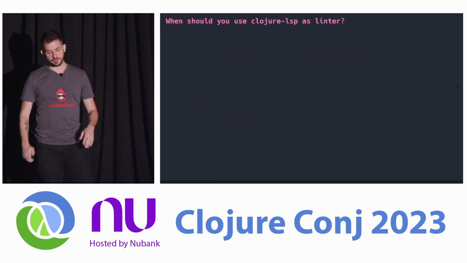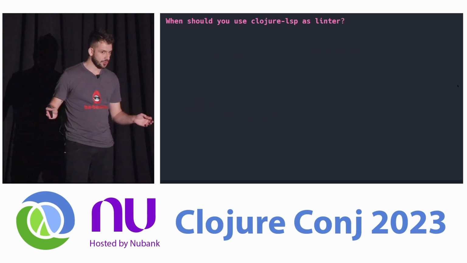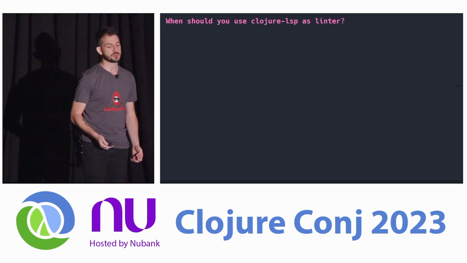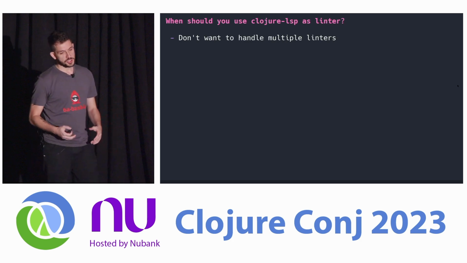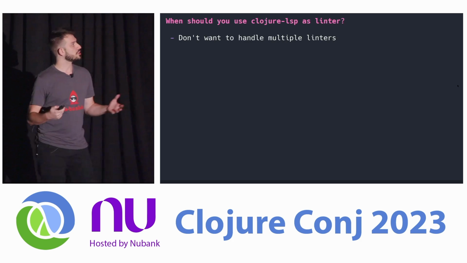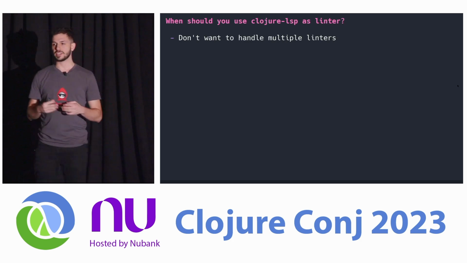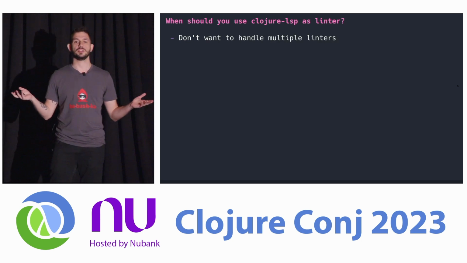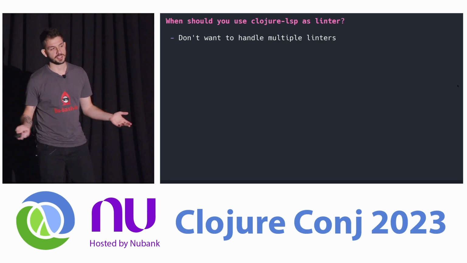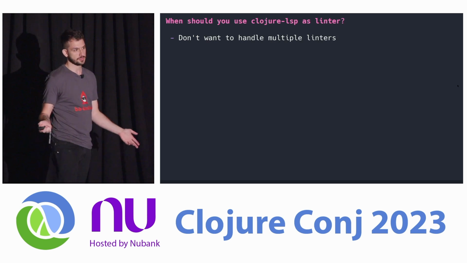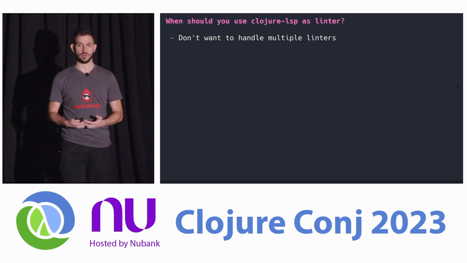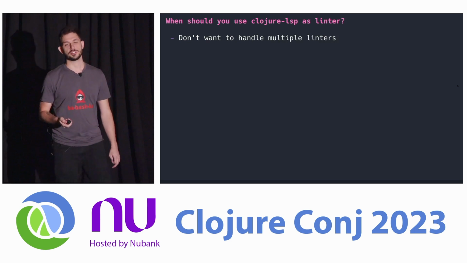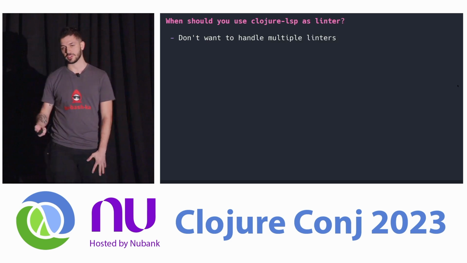So after all of that, all those amazing features, why should you use clojure-lsp? That's always, no, just kidding. You should probably use it when you don't want to handle multiple linters. It's awesome to have multiple linters, actually. We have a huge community. It's nice to have different options, for sure. But it's cool to have standards as well. And different linters could lead to different configurations and defaults. It's hard to manage that.